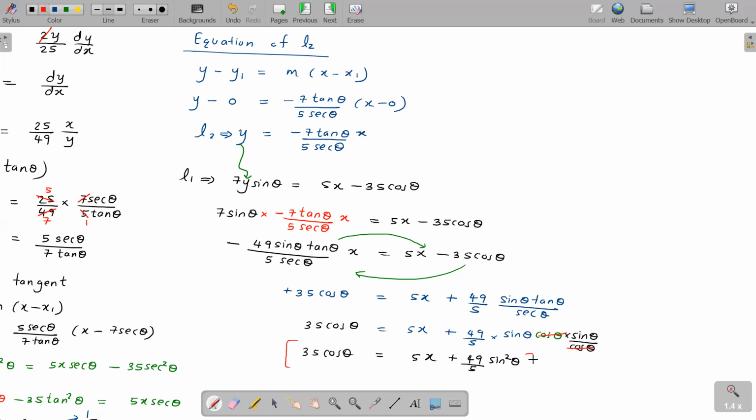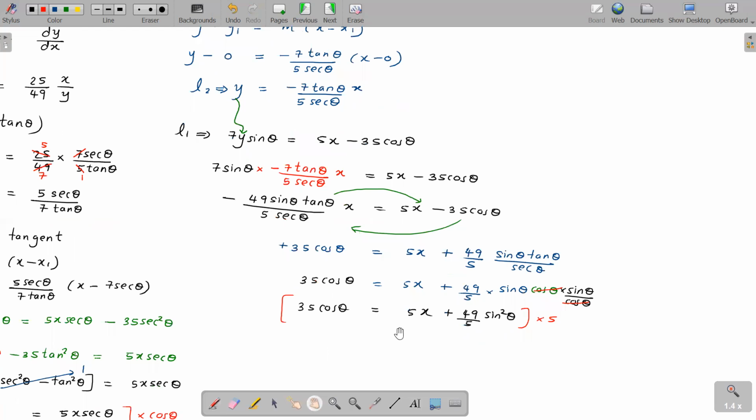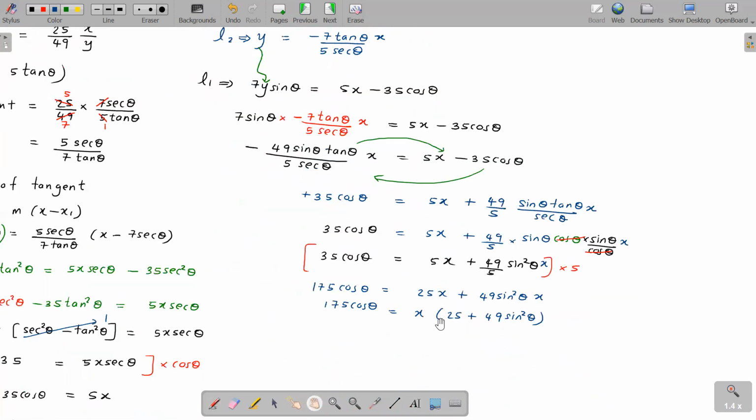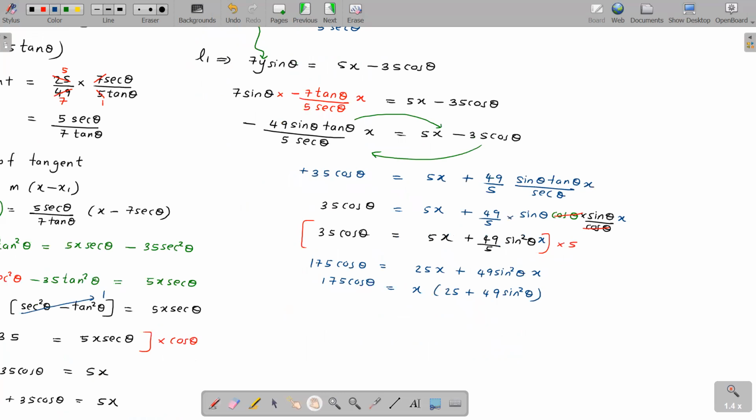I'll multiply the whole thing by 5. What do we get here? 35 times 5 is 175 cos theta, equals 25x plus 49 sine square theta x. I think I forgot the x here, right? There's x here. Take x out, and I get 25 plus 49 sine square theta. Is that correct? Am I getting to show that? 175 cos theta, yes. So that is the show that. So we get the answer.